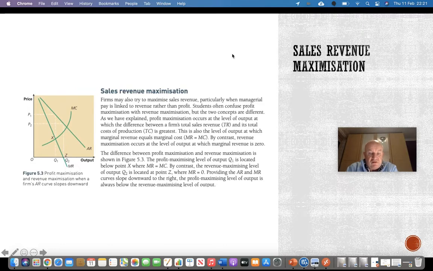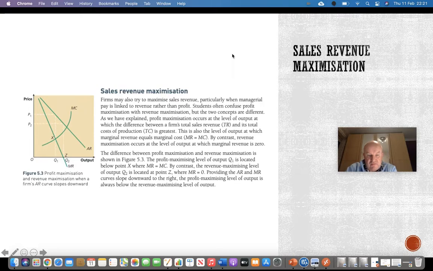In this scenario, that might well happen because managerial pay, particularly for the sales director and the sales managers, may be linked to the revenue rather than the profit of the business. Now, one could argue that would be a mistake on the part of the owners or the controlling influences within the business, because in this instance that's quite a different concept. Profit maximization is one thing, revenue maximization is another. If we take a look at the profit maximization that we talked about before, that's the point at which total revenue and total cost, the gap between those two, is at its greatest.